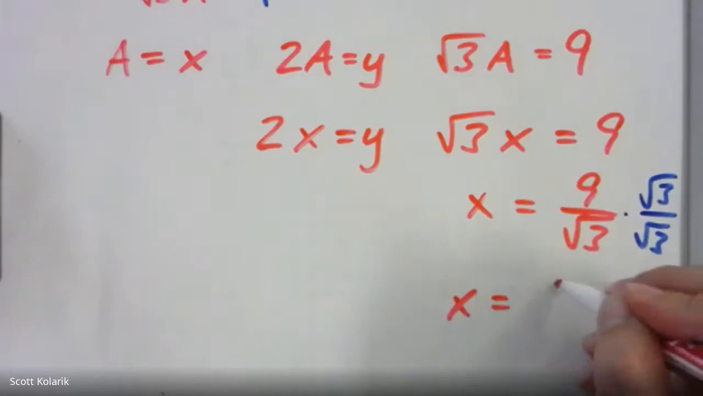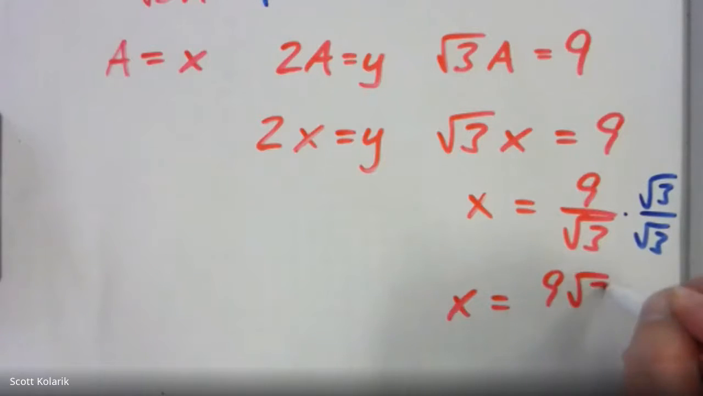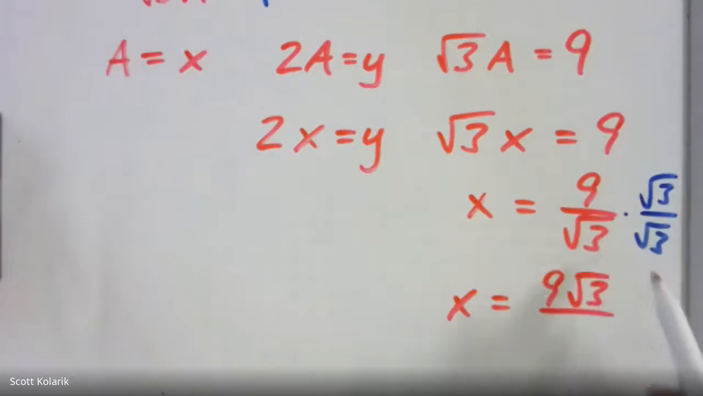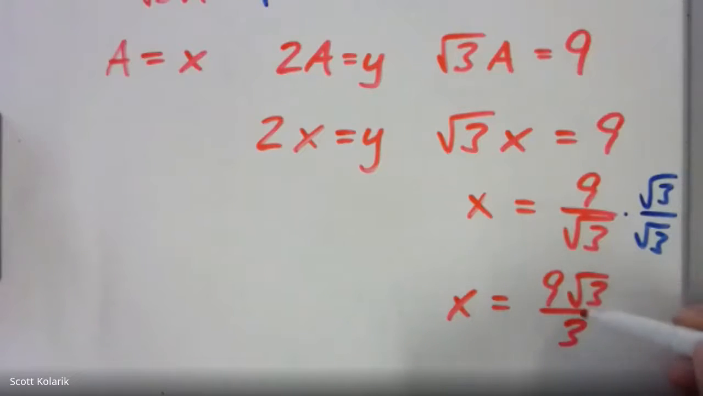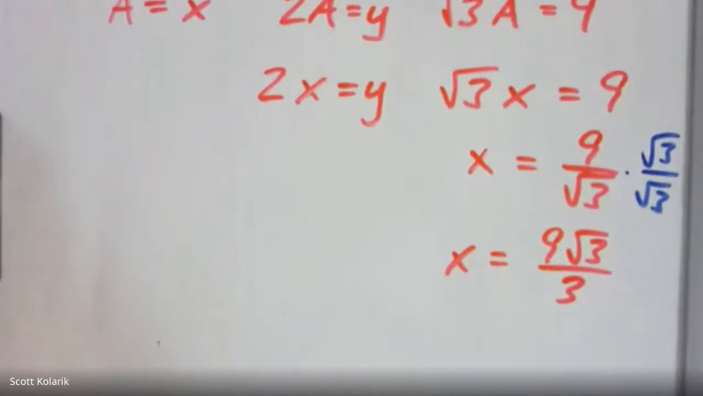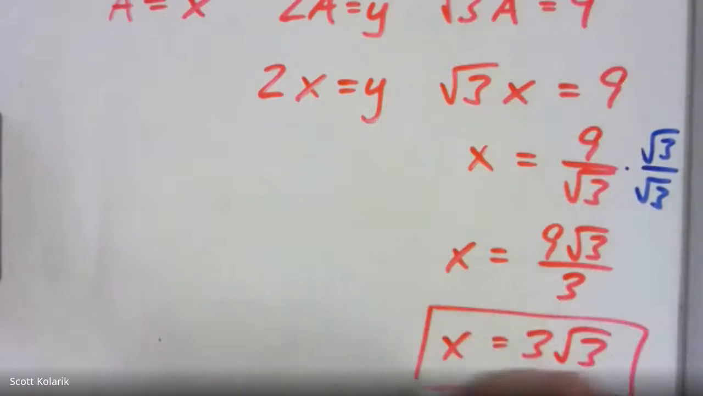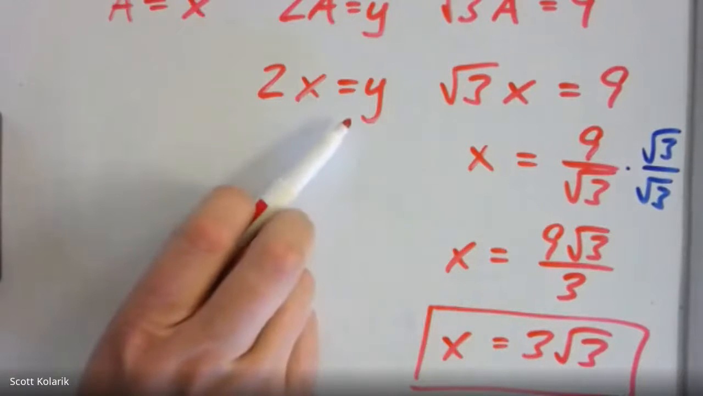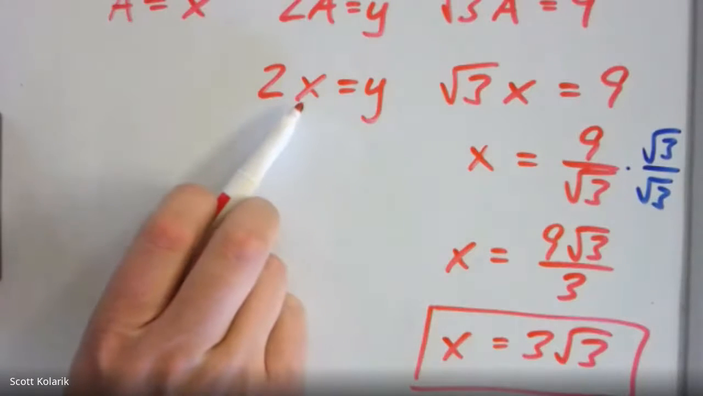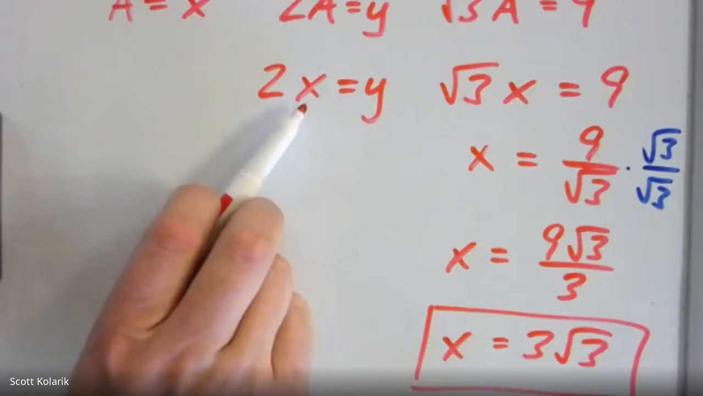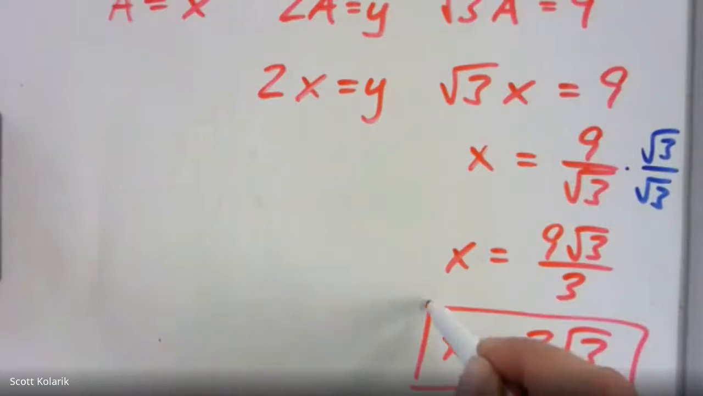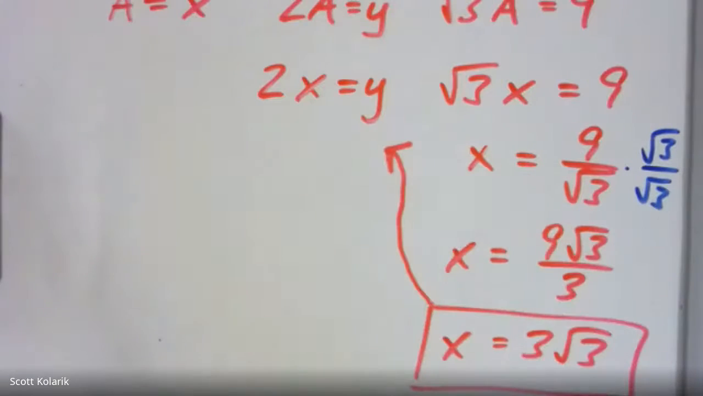I'm going to get in the numerator 9 times radical 3. In the denominator, the radicals will cancel. I'll be left with just straight 3. These two will end up reducing in this case. So X is going to equal 3 radical 3 here. Officially solved for X. All right, so now I still need to solve for Y, but now I'm just going to substitute in for this X. So in this case, here's where I'm going to substitute that X value in here.